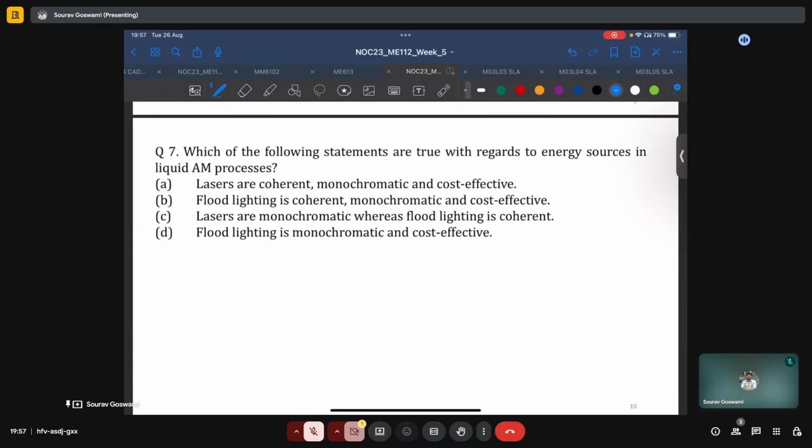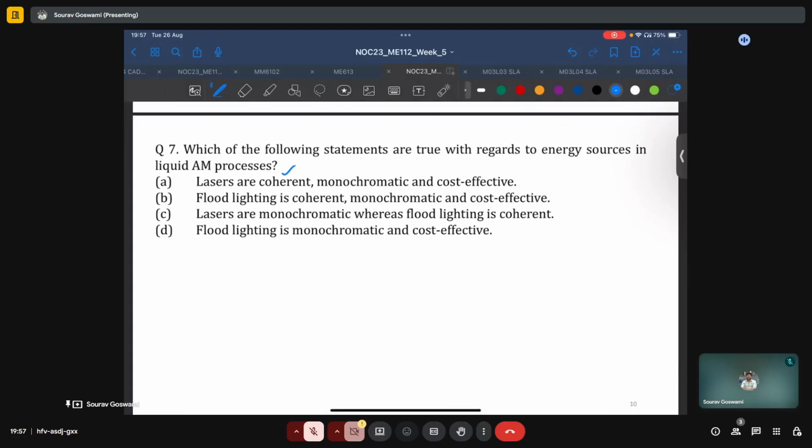The seventh question asks us, which of the following statements are true with regards to energy sources in liquid AM processes? We have been talking about the liquid AM processes for a couple of weeks now and encountered a variety of energy sources. The first statement says that lasers are coherent, monochromatic, and cost effective. Indeed, lasers are coherent, lasers are also monochromatic, but lasers involve a lot of sophisticated optics and thus they are not cost effective.